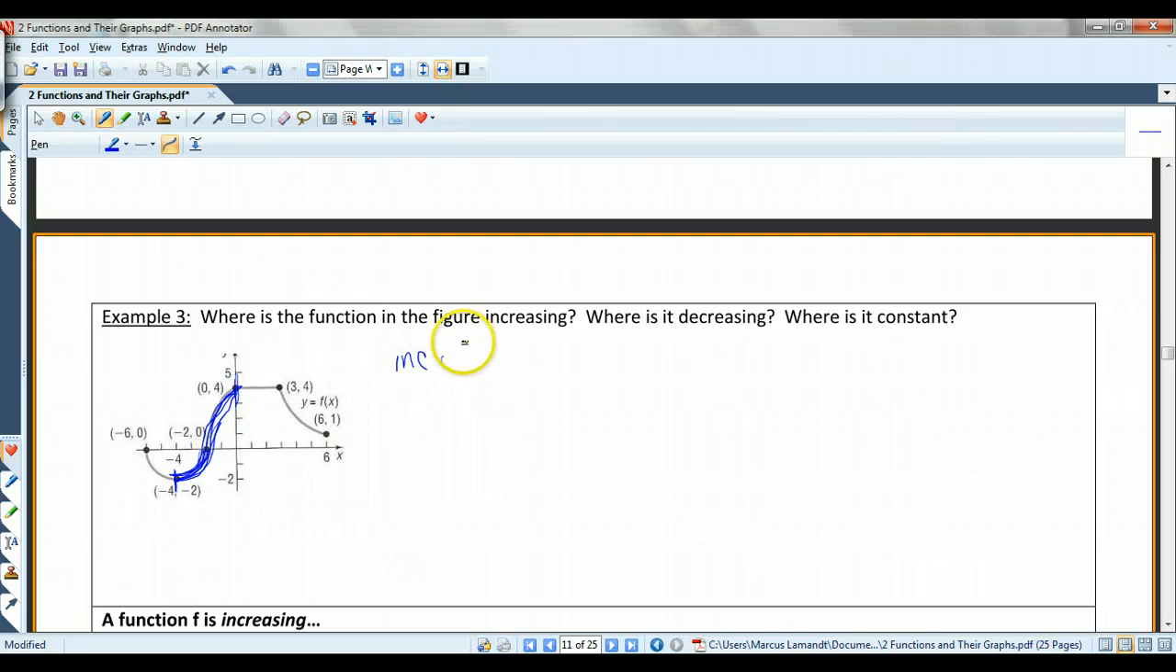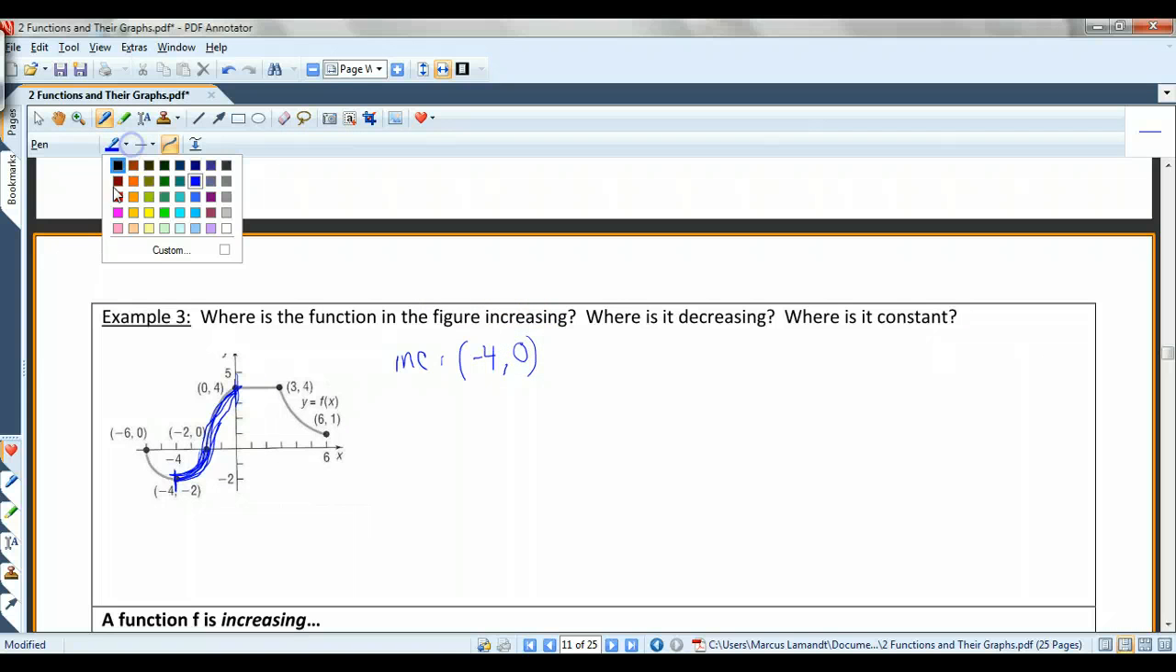So increasing from -4 to 0. Where is it decreasing? Let's change colors. Well, it's decreasing from here to here. So from -6 to -4. And then from 3 to 6.